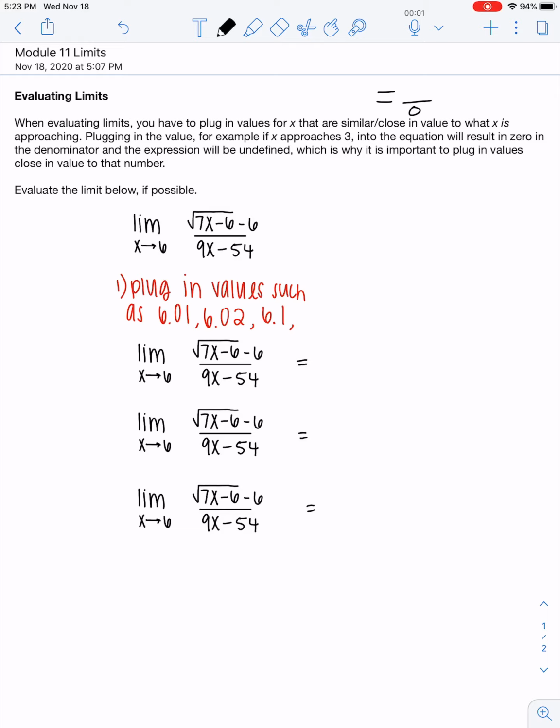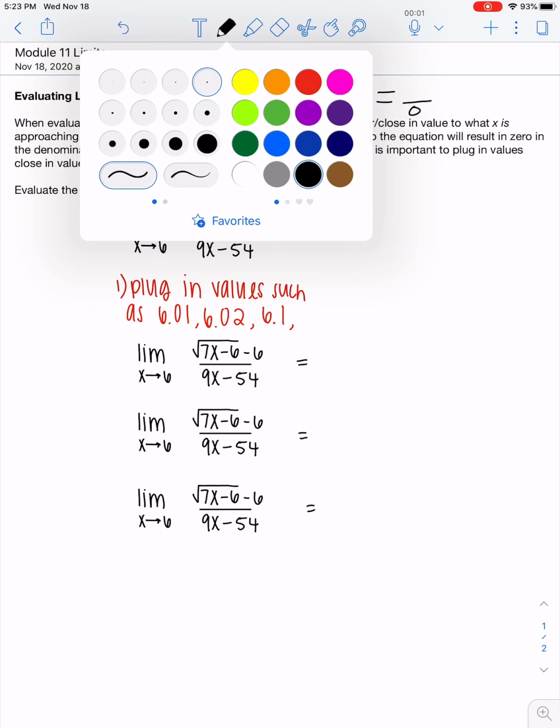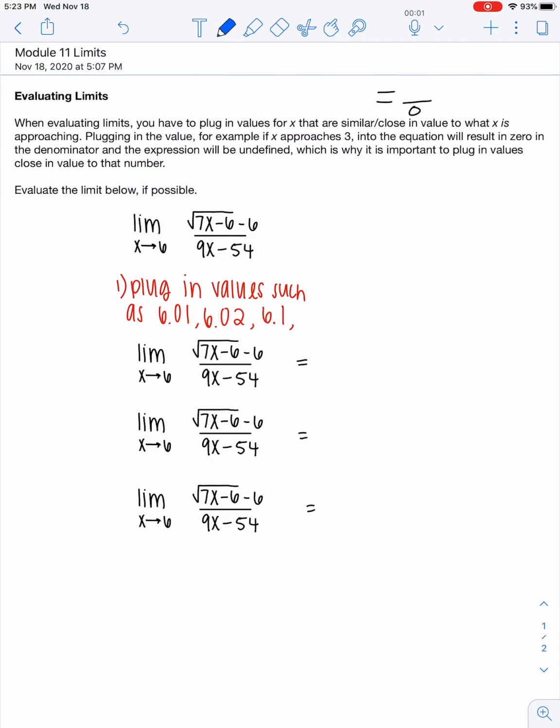So I have an example. Evaluate the limit below if it's possible. So we have the limit as x approaches 6 of the square root of 7x minus 6, over 9x minus 54. My advice here is to plug in values such as 6.01, 6.02, 6.1. You can really do whatever values you want, as long as they're really, really close to 6.